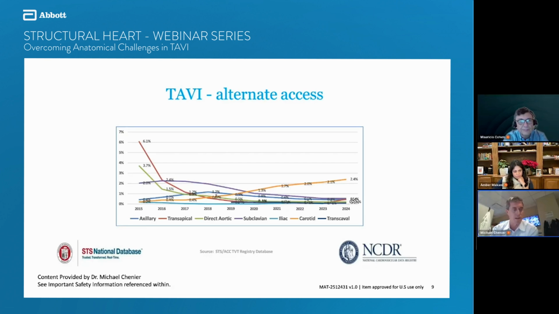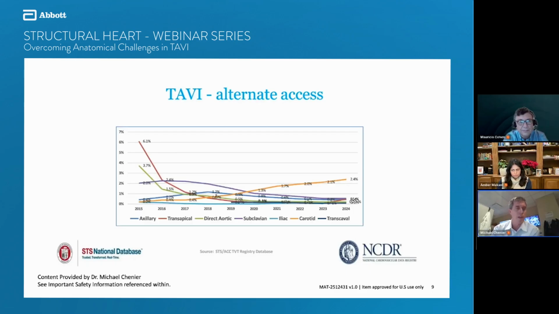And I think everyone recognizes that in practice. The data is good to support that. And the rates are still relatively low, but you've seen a steady increase in that, with the drop off in everything else. Transcaval has always been a low usage, even since the beginning when that was starting to be done. The centers that still do a lot of transcaval access do it very well, but I think for the majority of people who are not doing those on a regular basis, that's really not a feasible option for most.